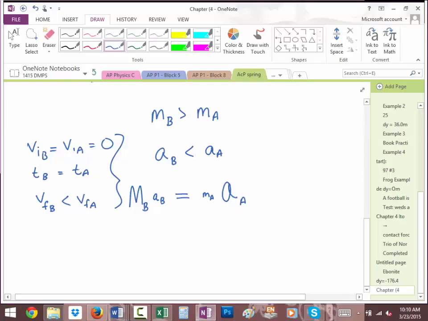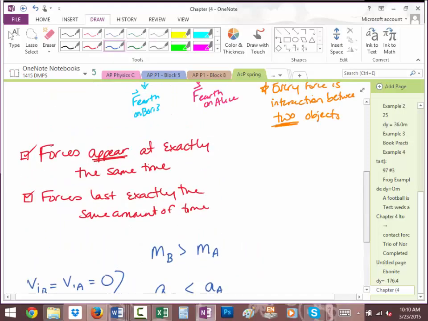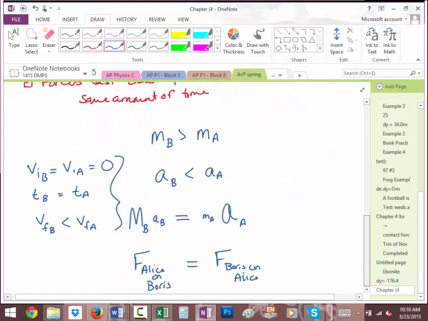Okay. The force of Alice on Boris has the same magnitude as the force of Boris on Alice. You were right. Good job. Are the directions going to be the same? No. What do you know about the directions of the forces? Look at your picture. Opposite. They're opposite in direction, right?